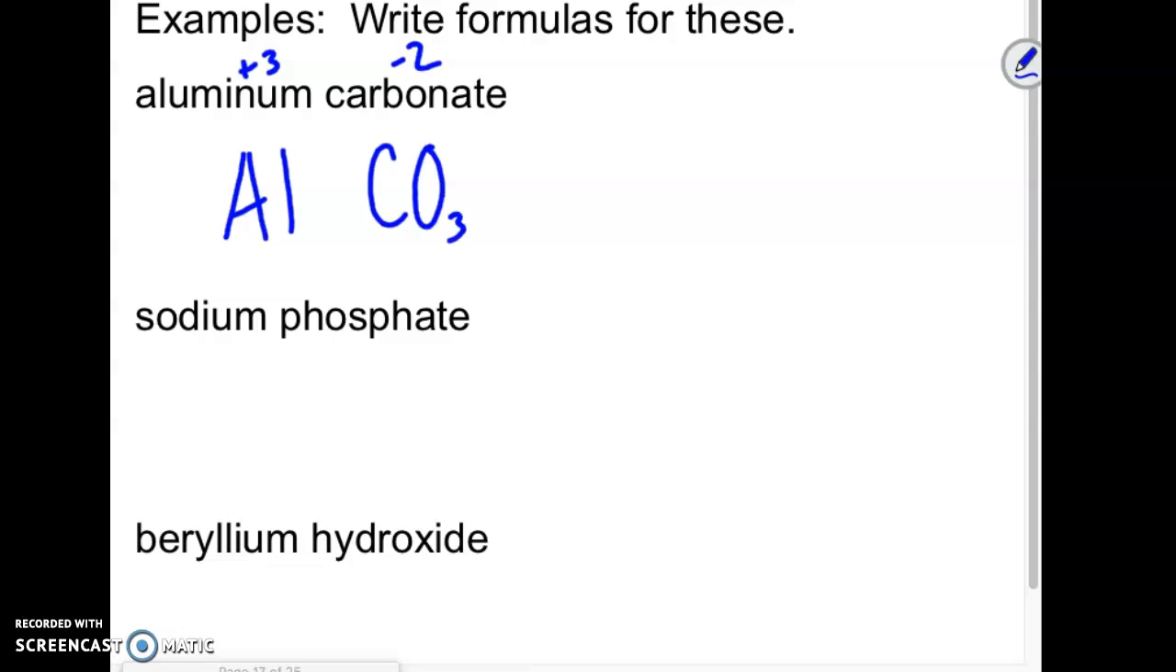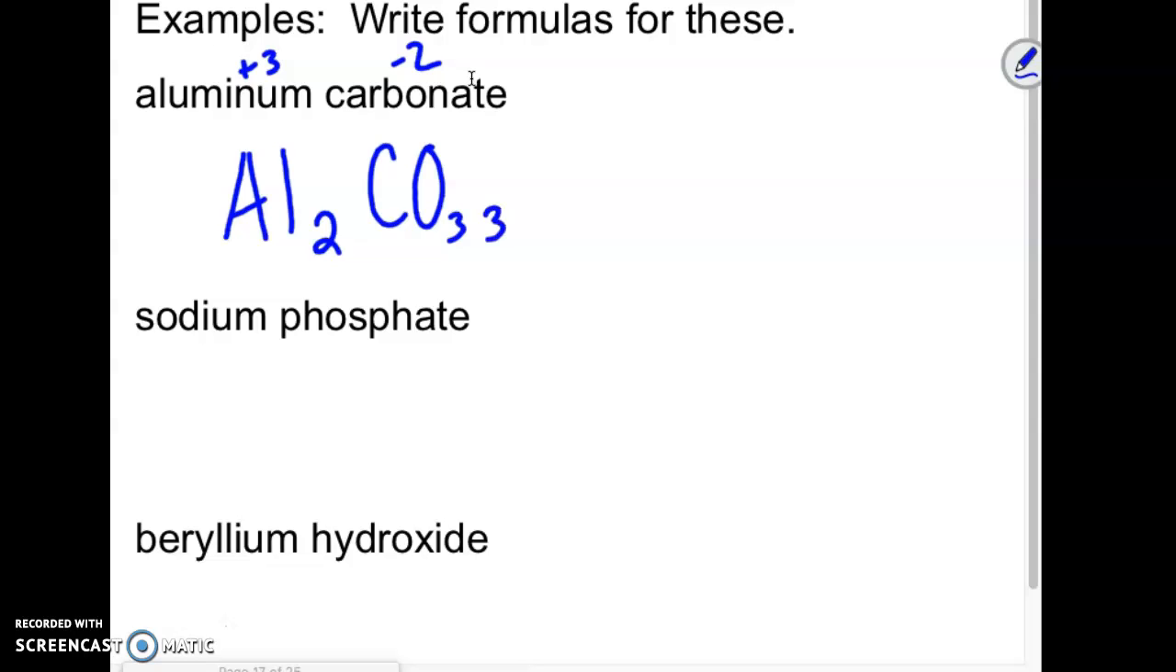Now, what is the lowest common multiple? It's just like ionic bonding before. The lowest common multiple between 2 and 3 is 6. Aluminum, with the 3 right here, needs 2 of them to get to 6. So I need 2 aluminum, and I'm going to put a little 2 there. Carbonate is a -2. In order to get to -6, I need 3 of them. So I'm going to put a little 3 down here.